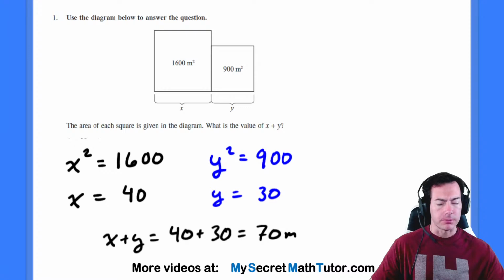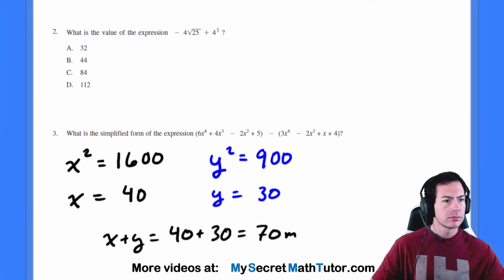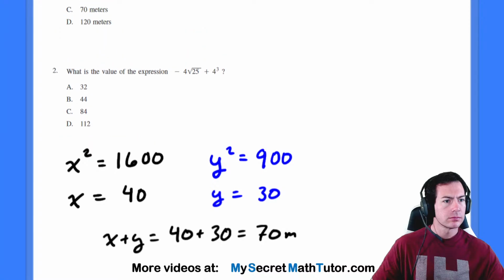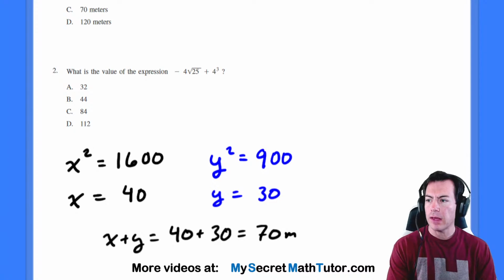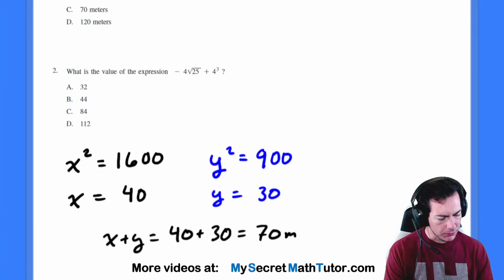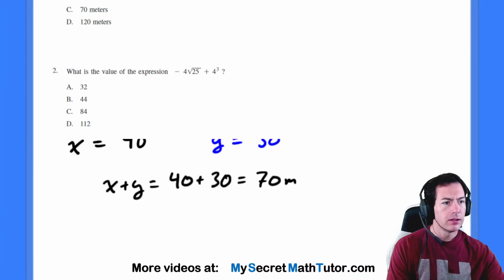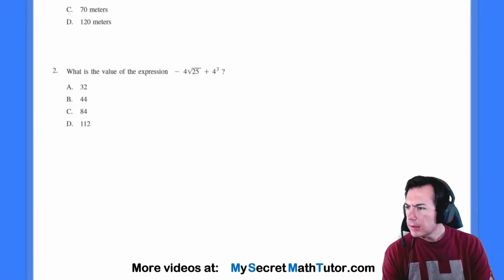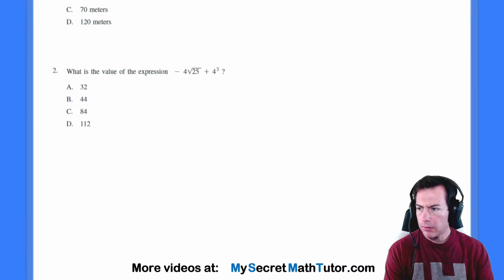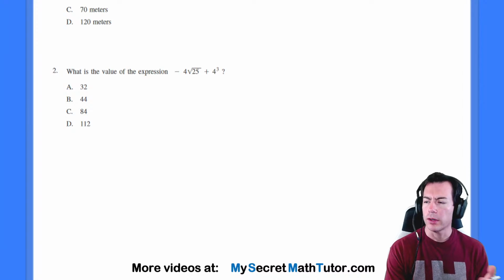All right, let's continue on. Okay, it looks like the next one says, what is the value of the expression? We got a lot of different terms in there. Let's go ahead and clear our whiteboard a little bit. So this is dealing with negative 4 times the square root of 25 plus 4 cubed.